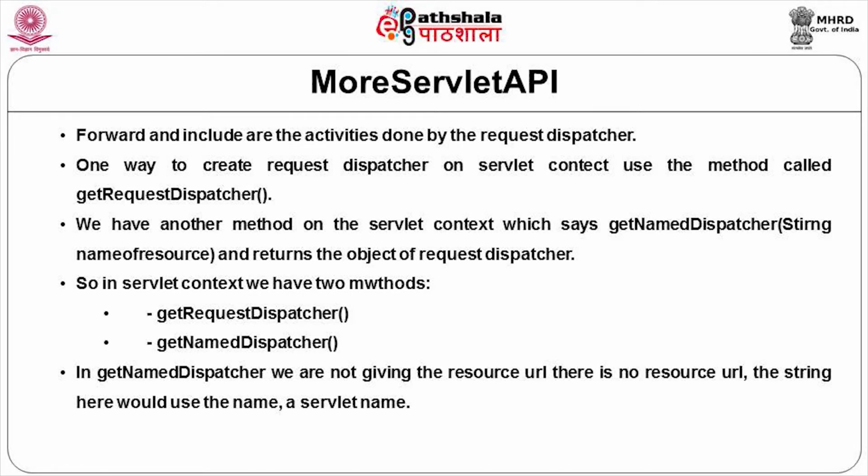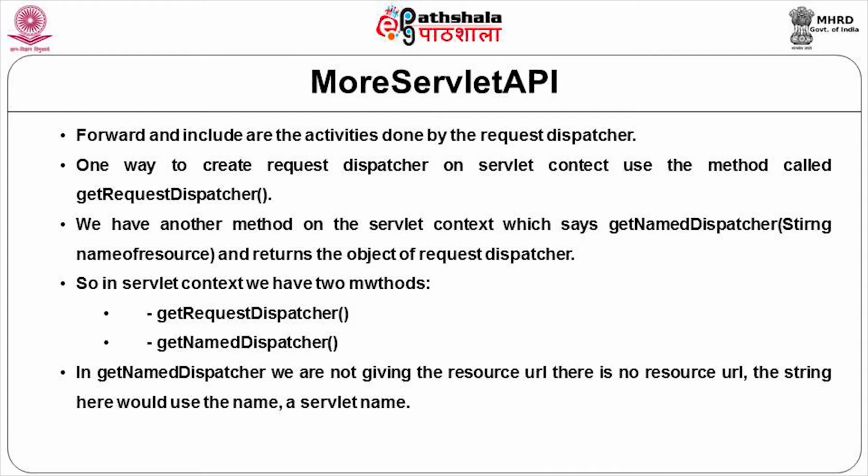It takes a string which is the name of a resource and returns the object of request dispatcher. So in servlet context we got two methods, one is the get request dispatcher and the other is the get named dispatcher, both of them giving us a request dispatcher. This second one is interesting. The second one says get named dispatcher. What do we specify here?